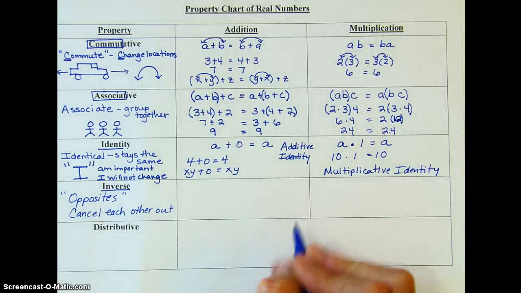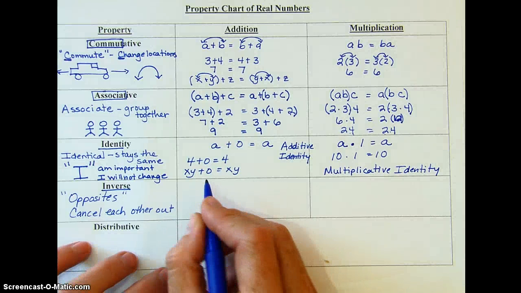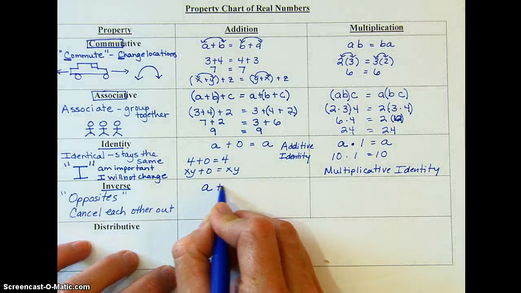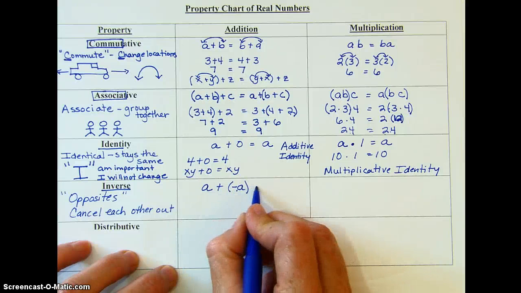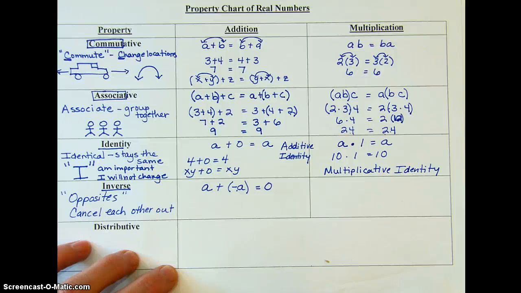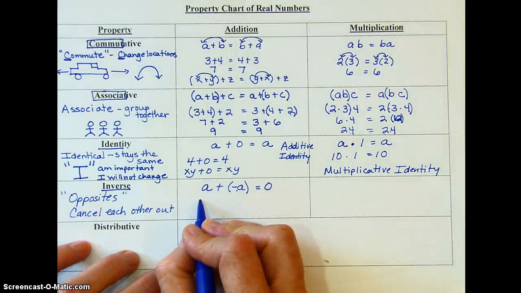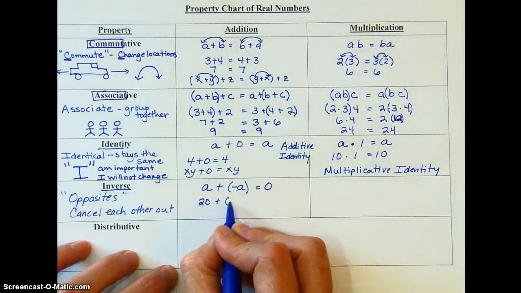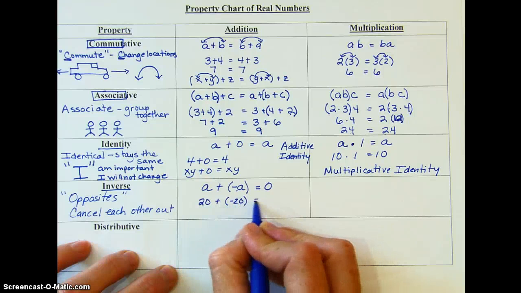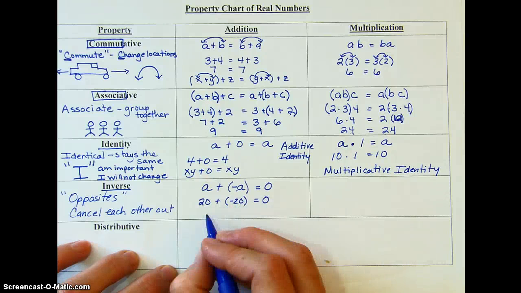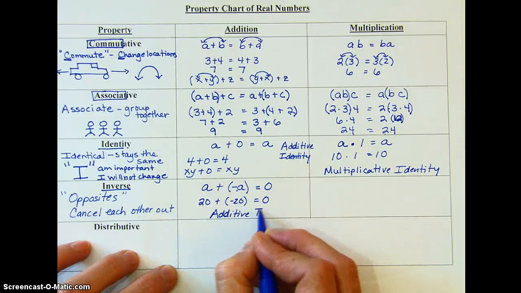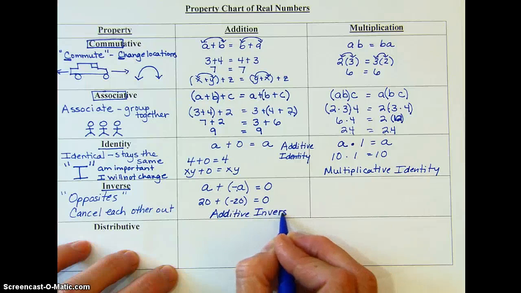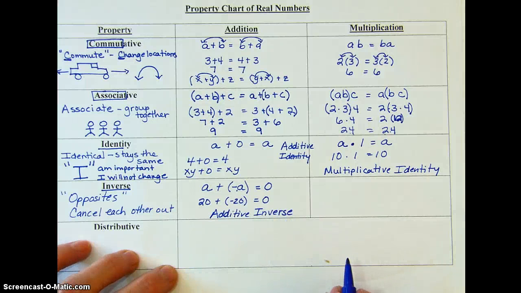So the addition property for inverse is A plus its opposite, which is negative A, and that produces a 0. So they're opposites. 20 plus a negative 20 equals 0. And that is called your additive inverse. And we do additive inverse operations all the time when we are solving equations.